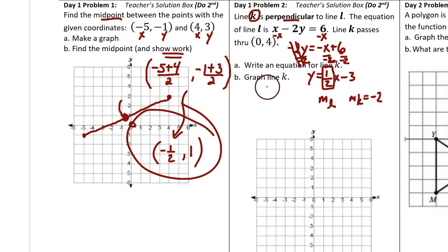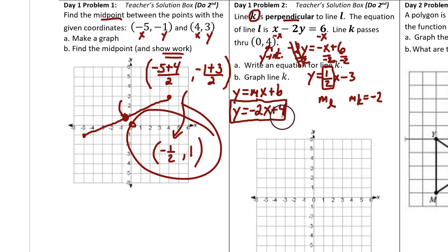Now what else are we told about line K? We're given it goes through the point 0, 4. Because the x-coordinate is 0, that number is the y-intercept. Let's make our equation using y equals mx plus b format. For m, fill in the slope. It was -2. For b, fill in the y-intercept. It was a +4. Here is our equation for line K.